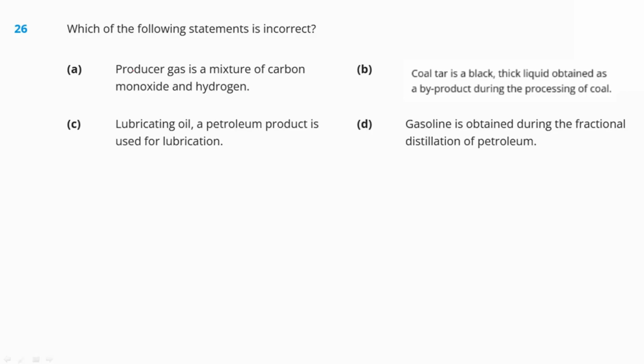Okay, next. Question number 26 is, which of the following statements is incorrect? Producer gas is a mixture of carbon monoxide and hydrogen. Coal tar is a black thick liquid obtained as a byproduct during the processing of coal. This is correct. Then lubricating oil, petroleum oil is also called lubrication oil. This is also correct. Gasoline is obtained during the fractional distillation of petroleum. This is also correct. So option A is the incorrect statement. So A is our right answer.